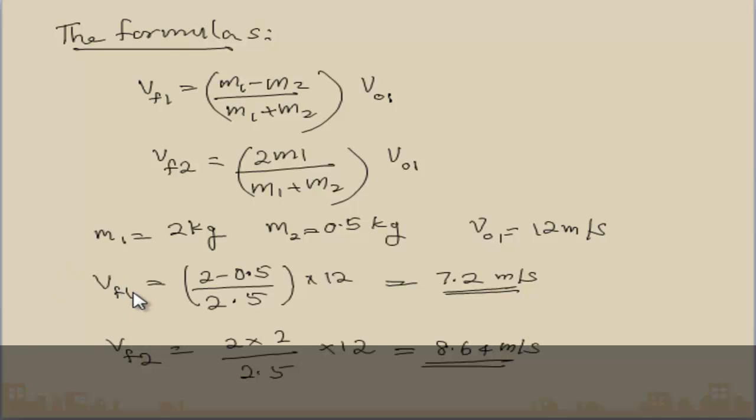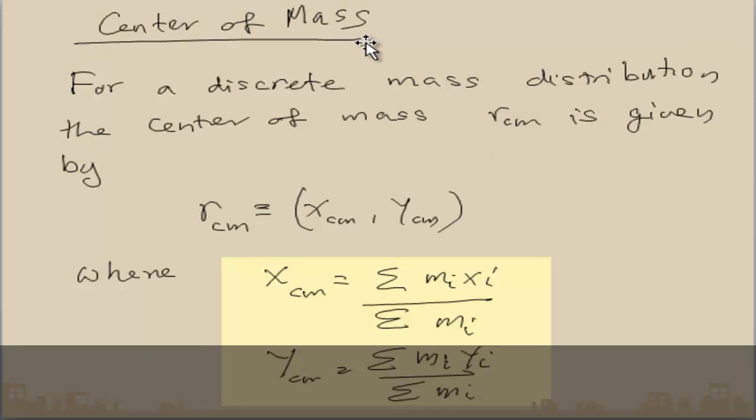So VF1 equals 2 minus 0.5 divided by 2.5, that's because 2 plus 0.5 is 2.5, times 12 equals 7.2 meters per second. And VF2 equals 2 times 2 divided by 2.5 times 12, so that's 8.64 meters per second. The last topic is center of mass.